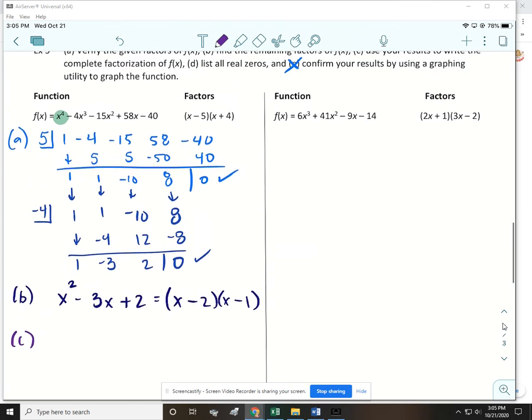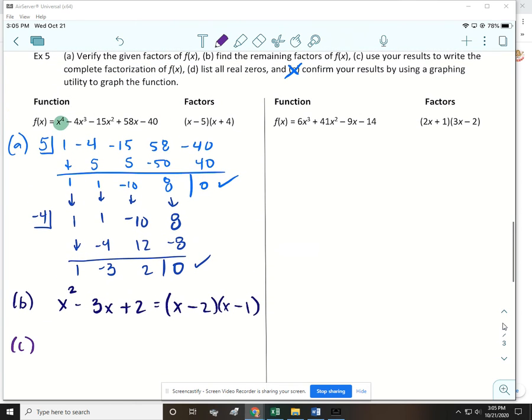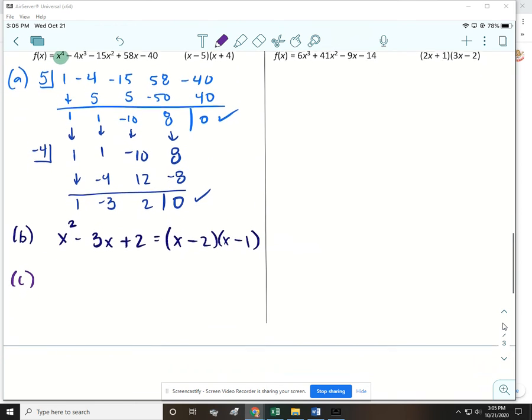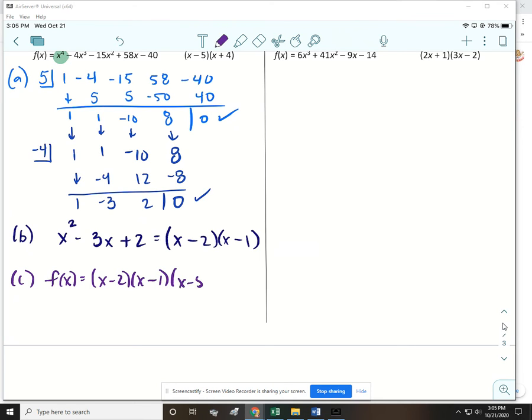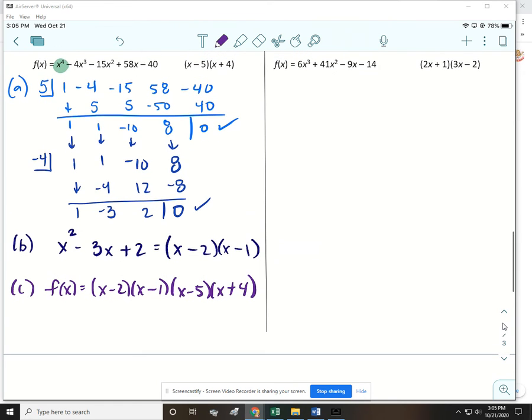All right, on the C part, we're going to use your results to write the complete factorization of f of x. So we'll say that f of x equals these factors we found multiplied together times the factors we were given. And if you wanted to, you could take all those and multiply them out, and it should give you that original function.